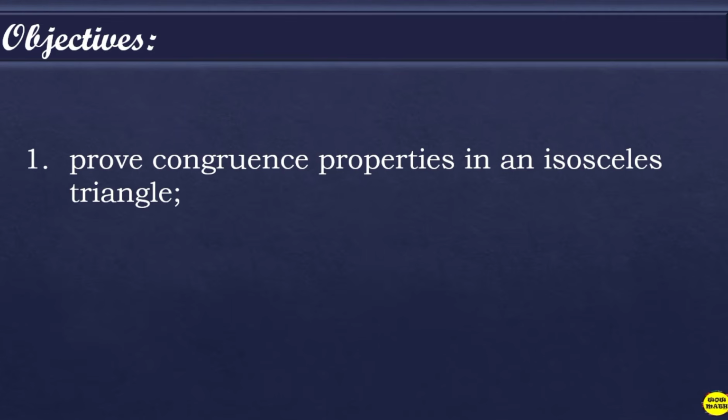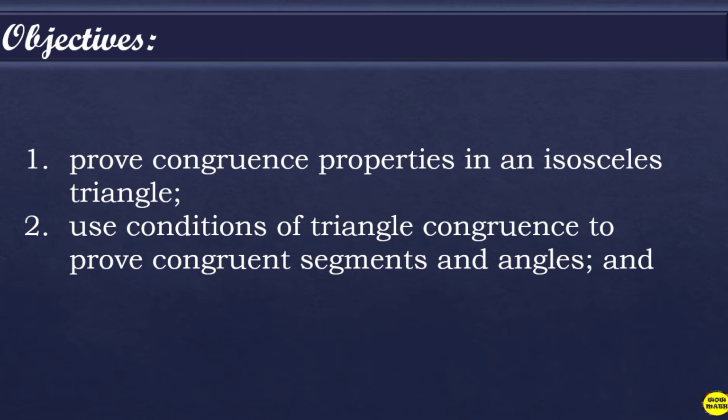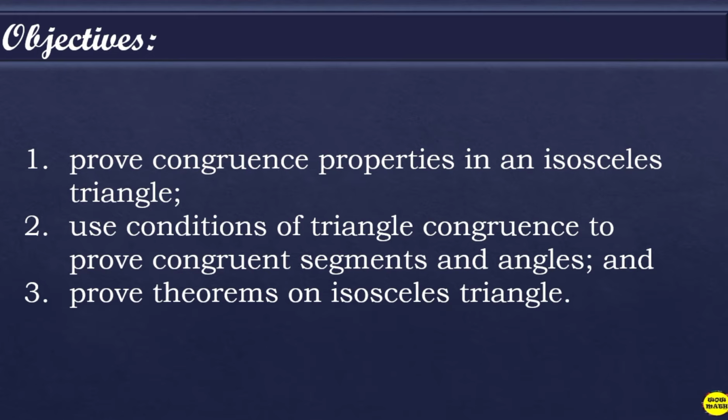Our objectives: we will prove congruence properties in an isosceles triangle. We will use conditions of a triangle congruence to prove congruent segments and angles. So ano ba yung mga conditions na yon? We have the triangle congruence postulates and theorems, yung SAS, SSS, the HL, HA. So yun po yung mga yon. And then we will prove theorems on isosceles triangle using the conditions and the properties.